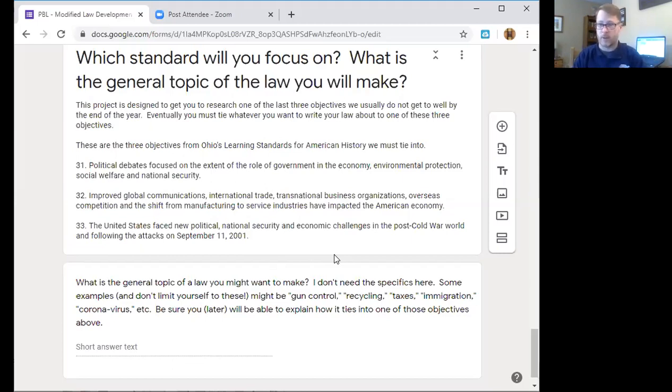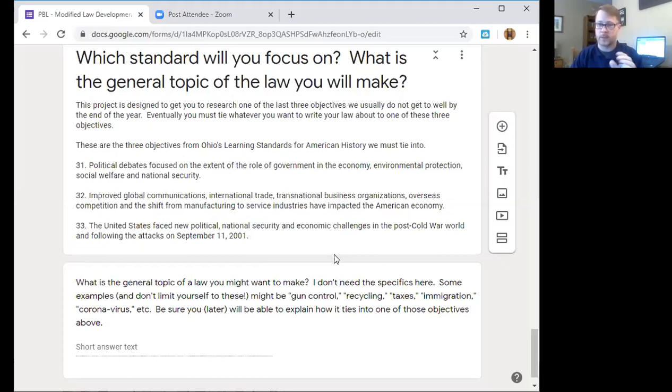Now here, I don't need the law. At this phase, all I need is the general topic. Oh, I want to do something about school. I want to do something about gun control. Oh, I want to do something about coronavirus. I want to do something about national security, flying in airplanes or something like that. Whatever it is, I just need the general topic today. And that's it. That's the whole guide.